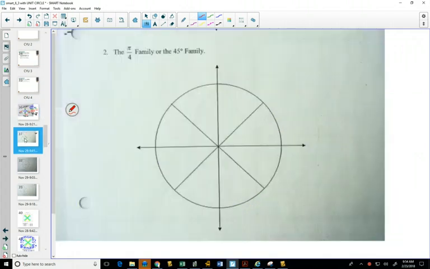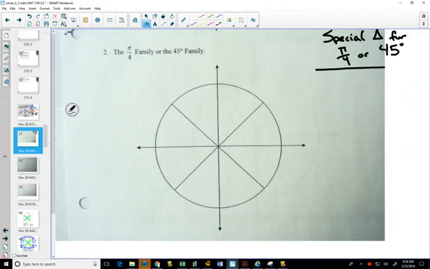Our second family is the pi over 4 family. And you have some space up here. What I'd like you to write down is special triangle for pi over 4 or 45 degrees. Because we need to figure out sine, cos, and tan for 45 degrees without our calculator.